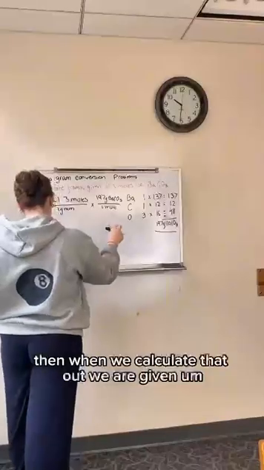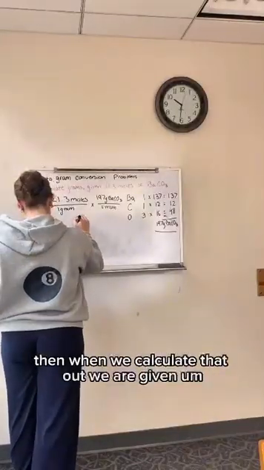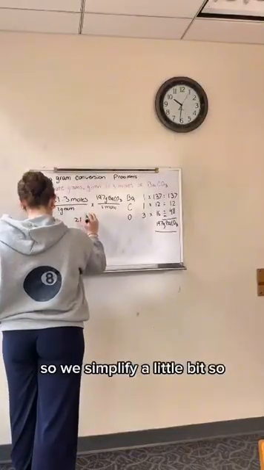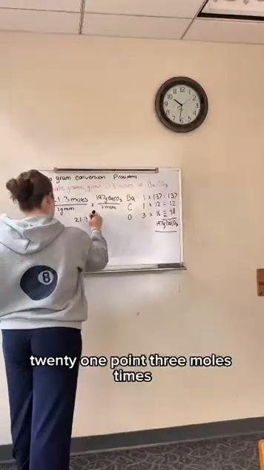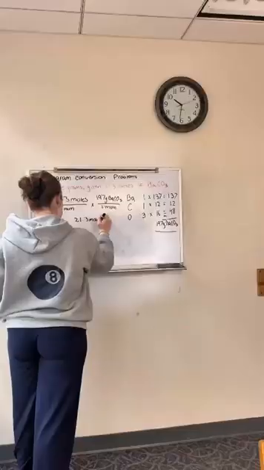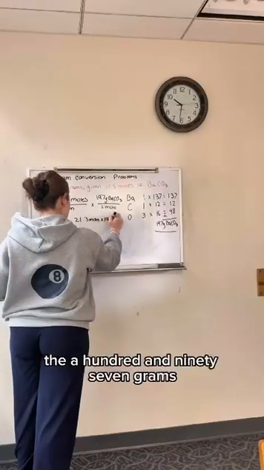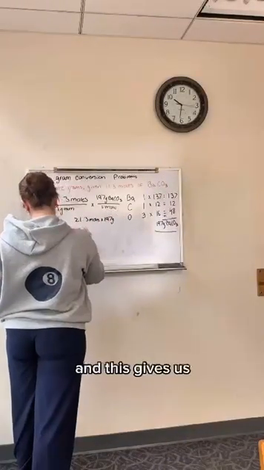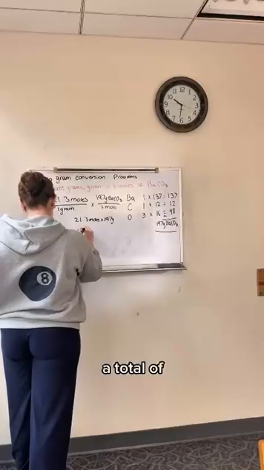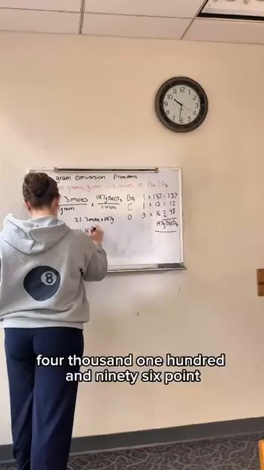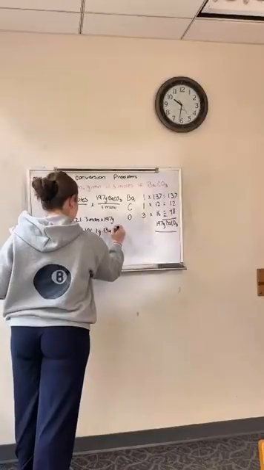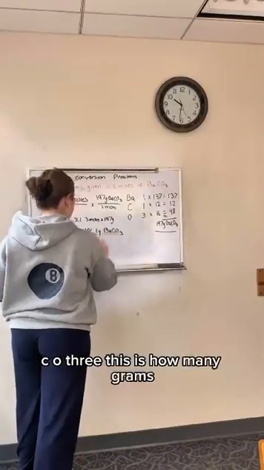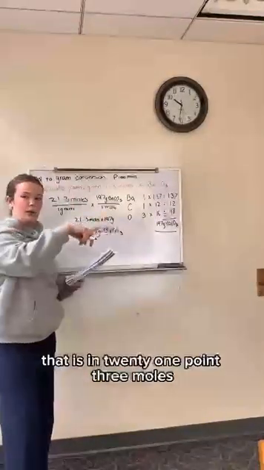Then when we calculate that out, we simplify a little bit, so 21.3 moles times the 197 grams, and this gives us a total of 4,196.1 grams of BaCO3. This is how many grams that is in 21.3 moles.